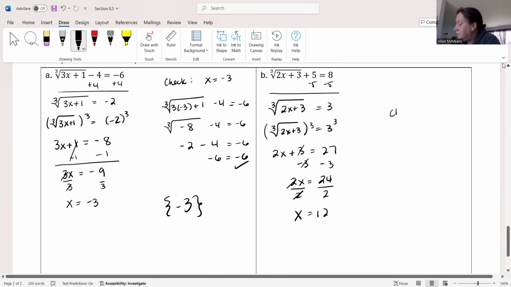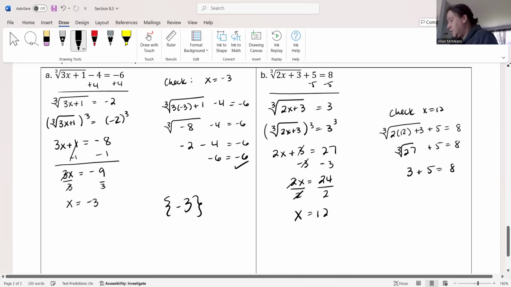So let's check our answer. We're going to check x equals 12. So anywhere we see an x, we plug in a 12. So I've got the cube root of 2 times 12 plus 3 plus 5 equals 8. Well, under the radical, 2 times 12 is 24. 24 plus 3 is 27. So we have the cube root of 27 plus 5 equals 8. The cube root of 27 happens to be 3. If you don't believe me, pause the video, check on a calculator, but it is 3. So 3 plus 5, well, that is 8. So everything checks out here, and we can finally say our solution is 12.